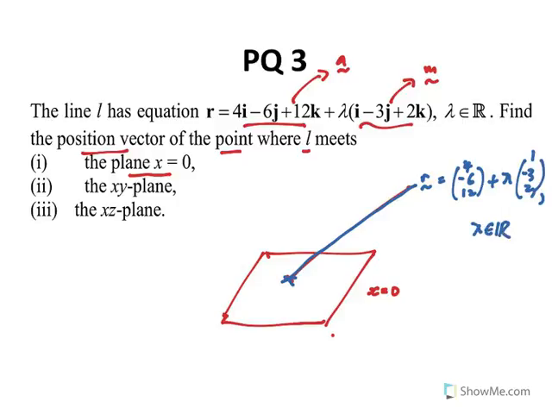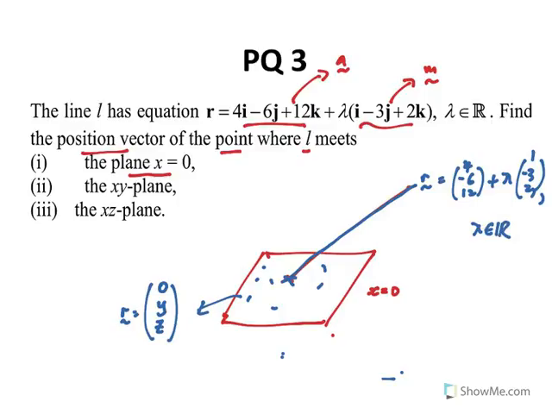Okay, so from there we need to find the position vector. Very easily, let's just look at part 1. With x equals 0, this means that generally your coordinates on this plane are of the form x equals 0, y could be any number, z could be any number. So your coordinates on the plane should look like this.